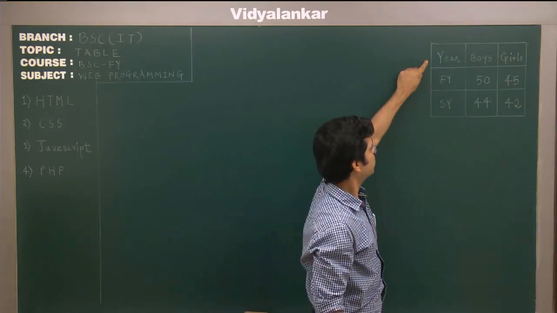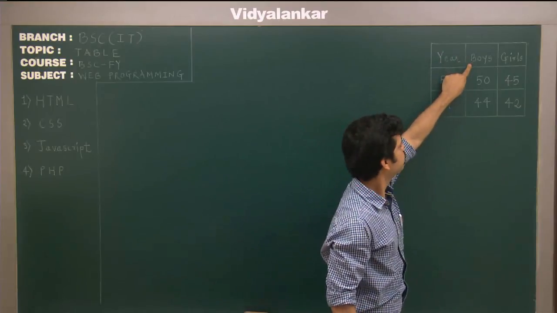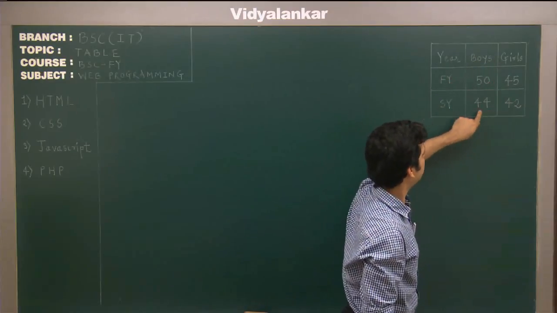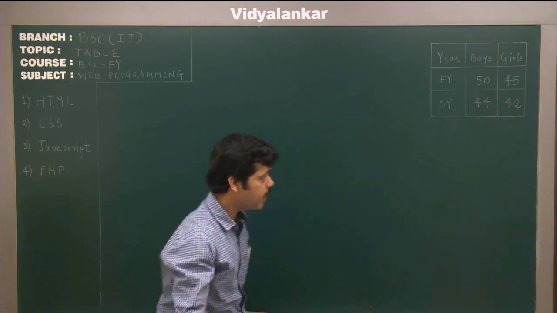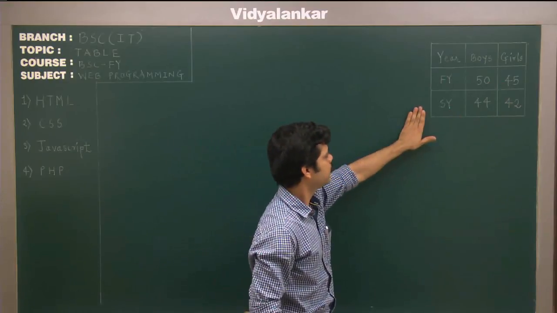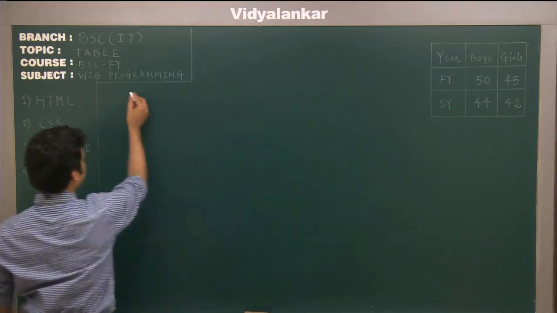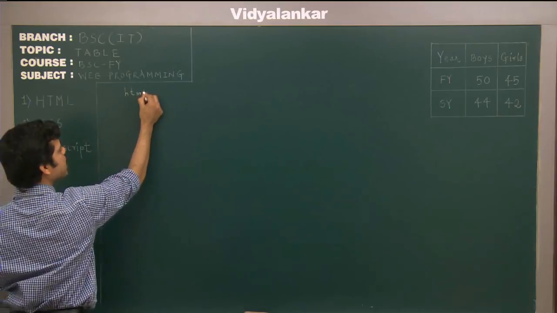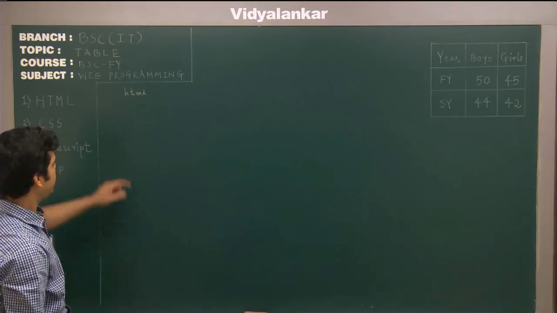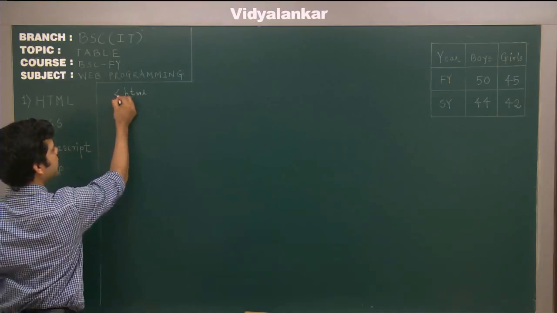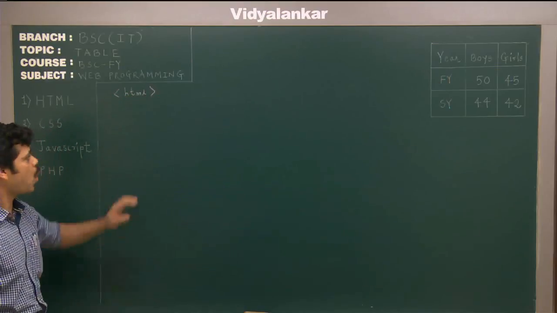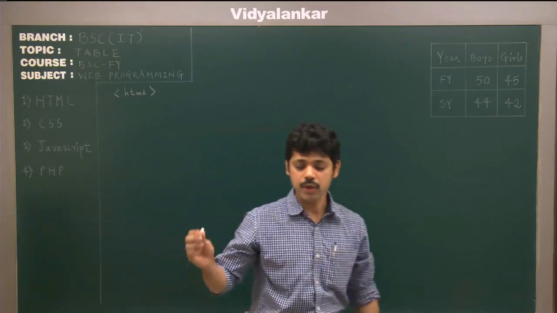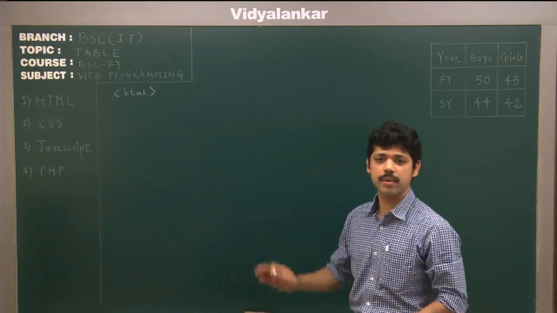The first row is called a header row. Year, boys and the girls. And this is the actual table data. If I want to create this table, the first tag, the first word that I have to use is HTML. But whenever I write this HTML in, say, angle brackets, it is called a tag. In HTML, there are hundreds of tags, and using these tags, we can easily create my web page.